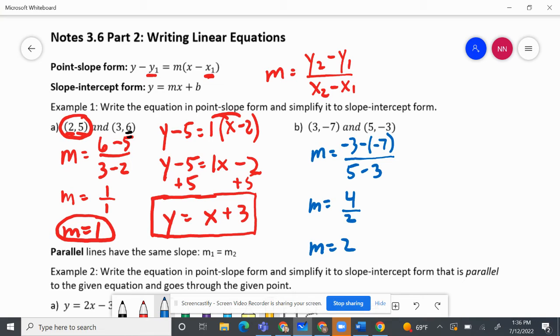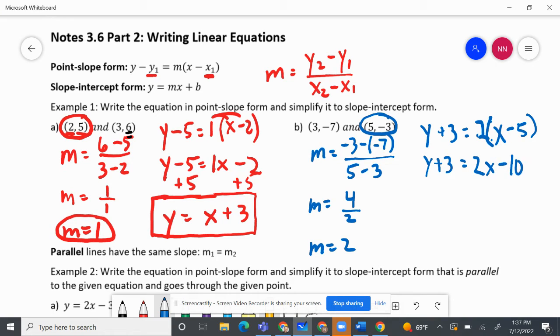Now what we're going to do is pick a point. I'm just going to pick the 5, negative 3. Once again, it doesn't matter what point you pick. You could pick either one. And so I have y plus 3 equals 2 times x minus 5. So I have y plus 3 equals 2x minus 10. And then I'm going to subtract the 3. And I get y equals 2x minus 13.